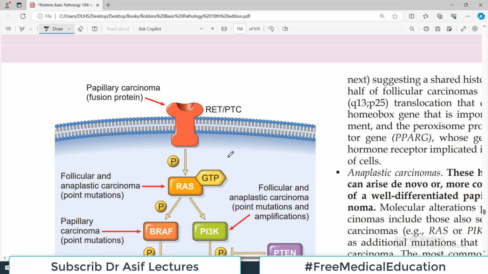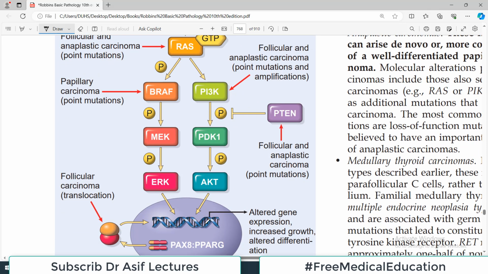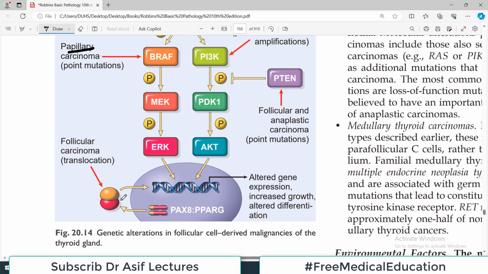If you look at this diagram, it gives you an overview of how the RAS pathway is regulated downstream by different proteins. For example, the RAS pathway feeds into PI3 kinase, PDK1, AKT, and gene expression for growth, differentiation and all these things. If there are mutations at particular points, for example a point mutation in a particular region of the RAS gene, it may lead to follicular and anaplastic carcinoma. BRAF mutation leads to papillary carcinoma. Also, if there are some chromosomal translocations, which we'll talk about, it may lead to follicular carcinoma.